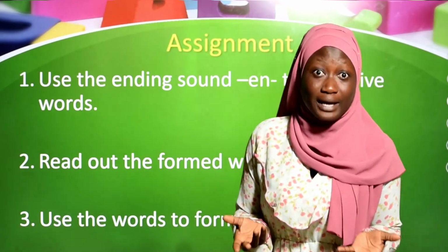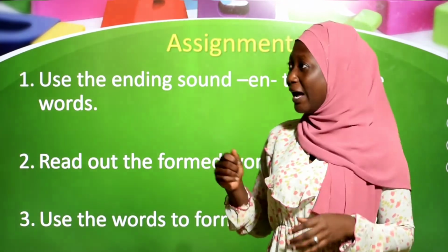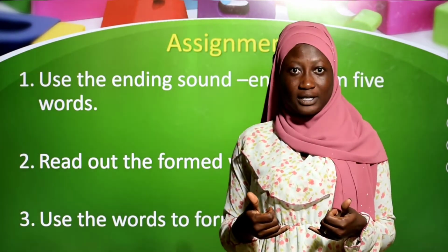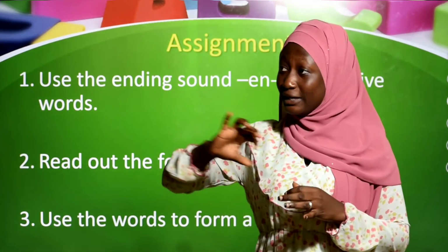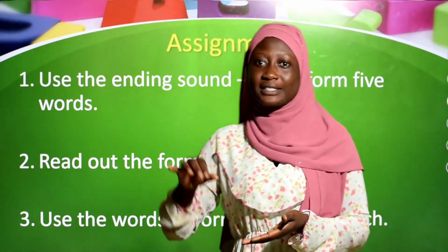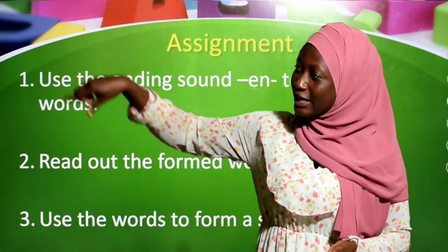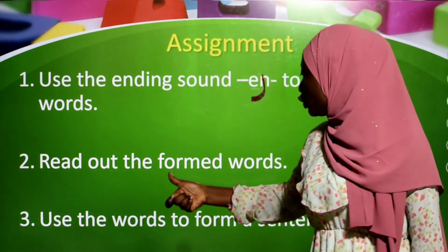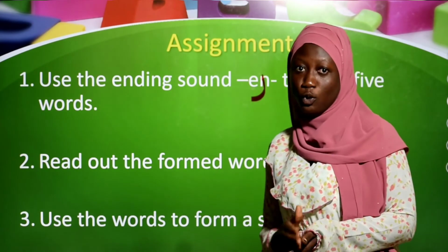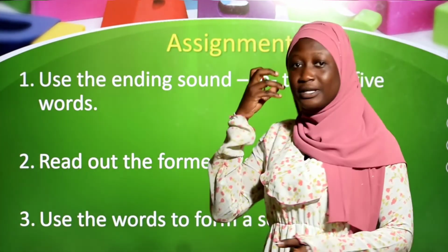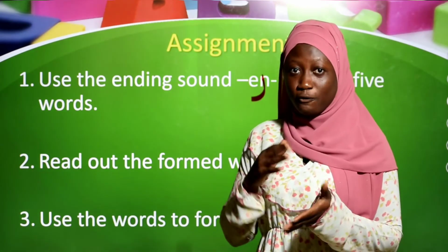Should I give you an example? For instance, if I add m to the sound n, I'll get men. The initial sound is m but the ending is n. So give me examples of words which have the same rhyme ending, the same sounds at the end, which is n. Now the second one is you read out the formed words. So as you write the words, I'll be expecting your audio, hearing the sounds that you formed for me.